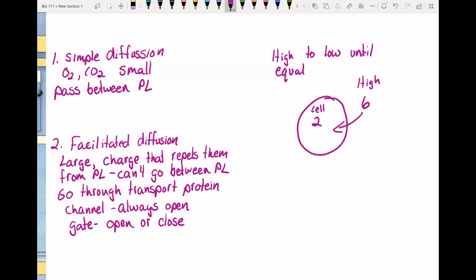The next question is how many? If there's 2 inside and 6 outside, how many will move? Well, the answer is 2. If 2 of them move, you now have 2 more inside, so you have 4. 2 left the outside, so you have 4. 4 and 4 are equal. So remember, they move until they are equal to each other. That's how diffusion works.